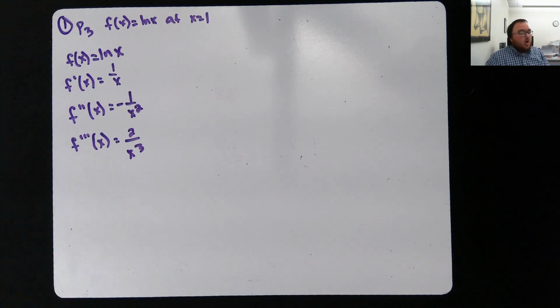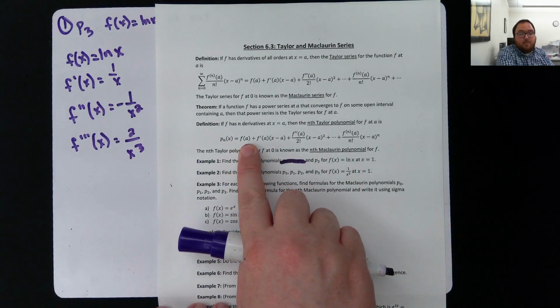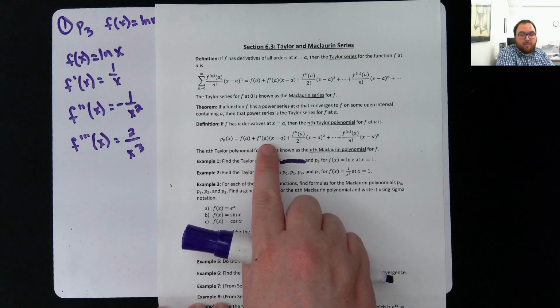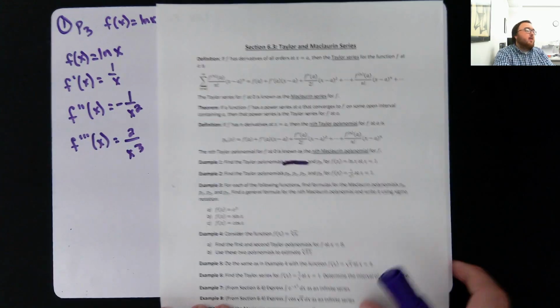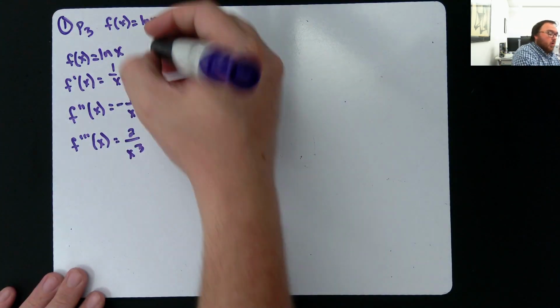There we go. Okay, and then for the Taylor series stuff, what I want is all of those at my point A. So plug in A, plug in A, plug in A, right? So our A here is x equal to 1. So I'm going to plug in a 1 to all of these.